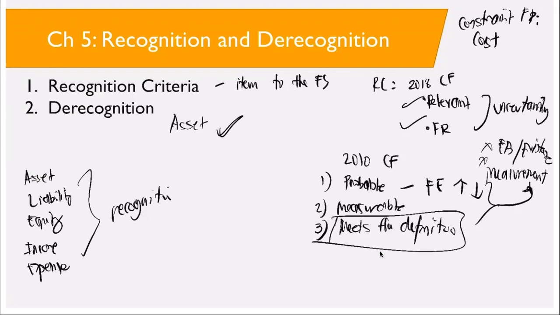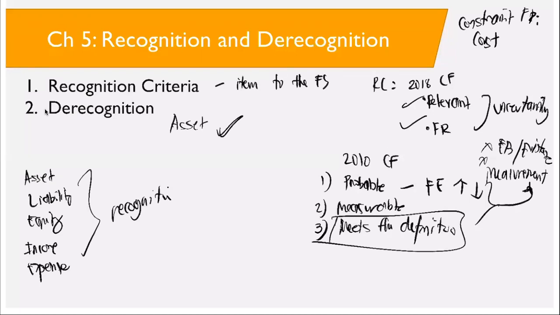So the cost must not exceed the benefits. Remember that. Okay? The cost must not exceed the benefits. Take note of that. So if ever we are to report or recognize an item, the cost must not be greater than the benefit.